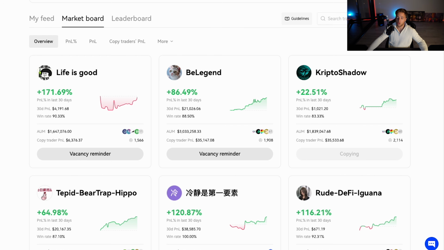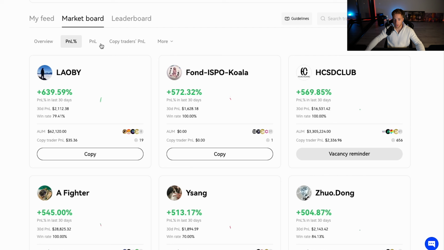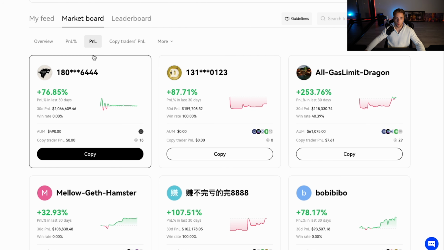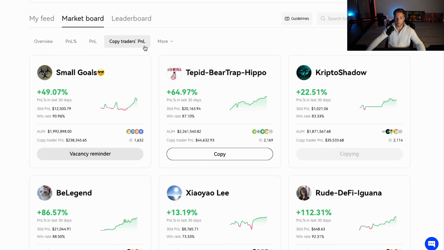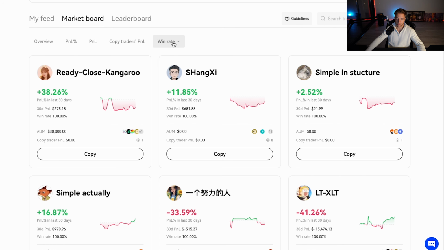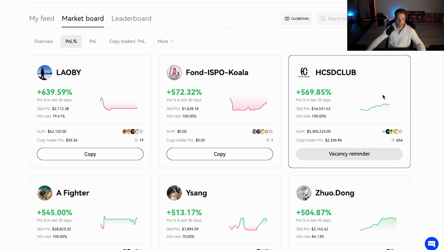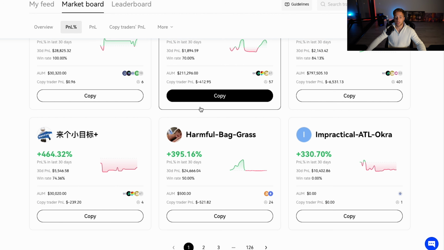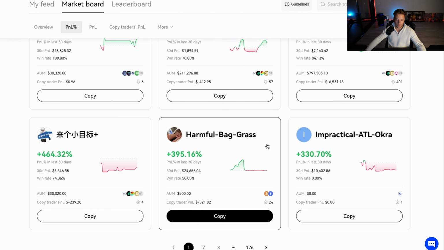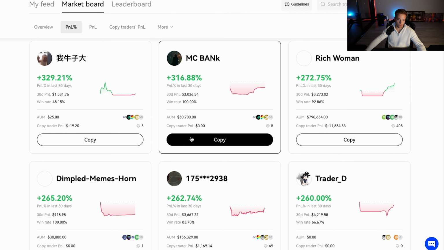So basically here you can search different traders. Now you can see overview, P&L percentage, P&L, this means profit and losses, copy traders, profit and losses. You click more, you can see the win rate and the AUM. Now if you see P&L percentage, you can see, for example, this one is plus 600%, this plus 572%. Now the market is going up, so I'm not surprised there are many profitable traders here.